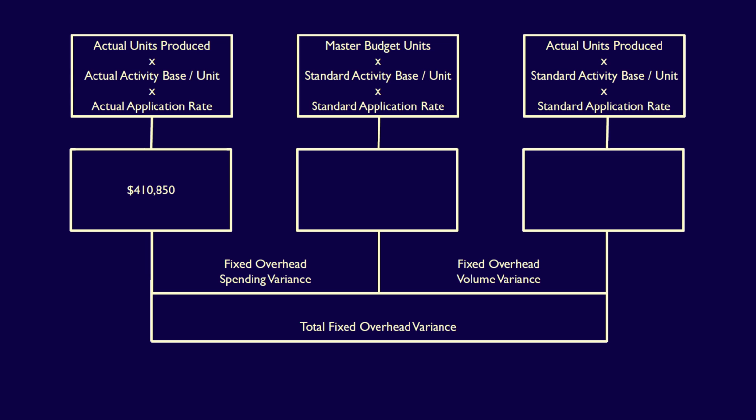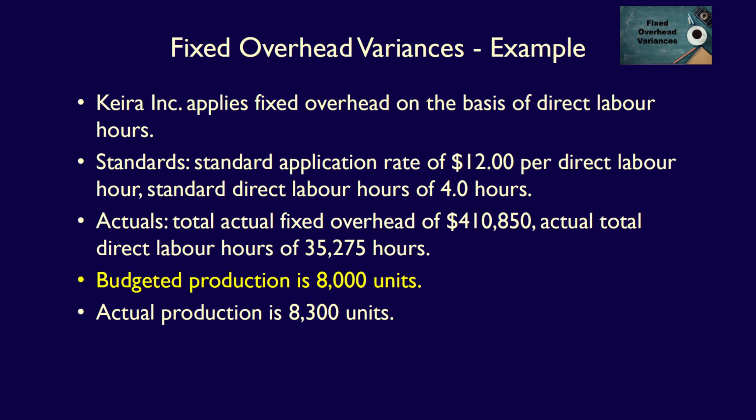We now move to the center calculation, which is the master budget. For that, we need the budgeted units, budgeted activity base per unit, and the standard application rate, and we can get all of that information from the question. The budgeted units are the budgeted production of 8,000 units. We know that the fixed overhead is applied on the basis of direct labor hours, which is our activity base. So, the standard activity base per unit is equal to 4 hours. Finally, we also need the standard application rate, which is $12 per direct labor hour.